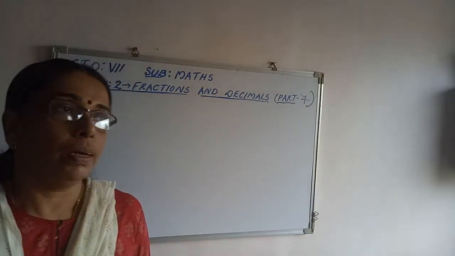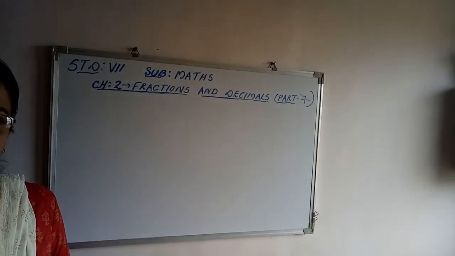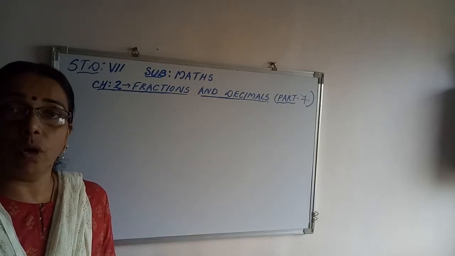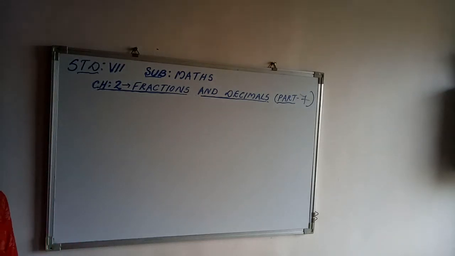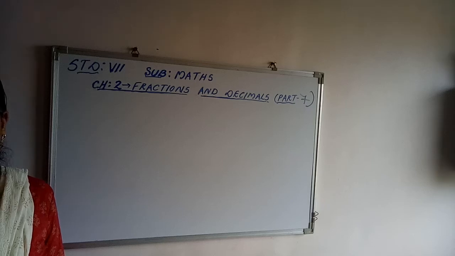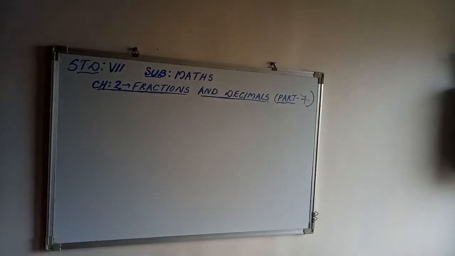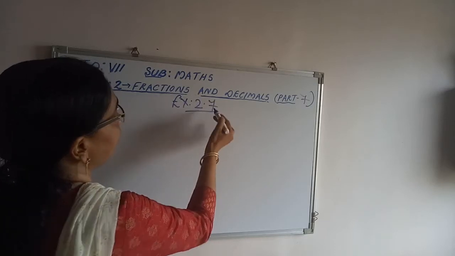Hello students, in the previous video we solved exercise 2.7. Today we are going to start with division of decimal numbers. That is division of a decimal number by a whole number, division of a decimal number by another decimal number, then division of decimal numbers by 10, 100 and 1000. And each type of division I will explain by solving the exercise sums. That is exercise 2.7. All the types of sums are given in 2.7. So exercise 2.7 we can start with.